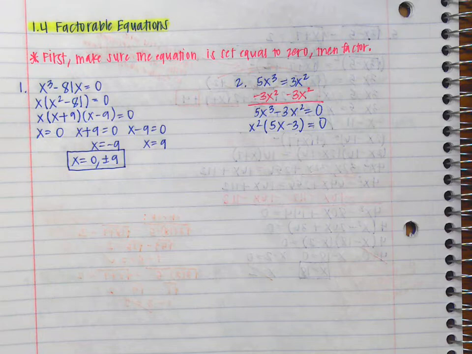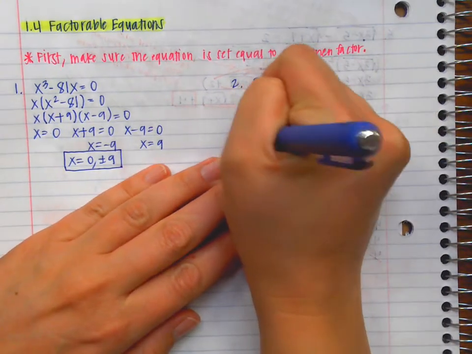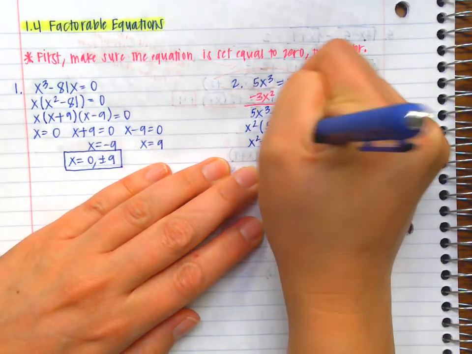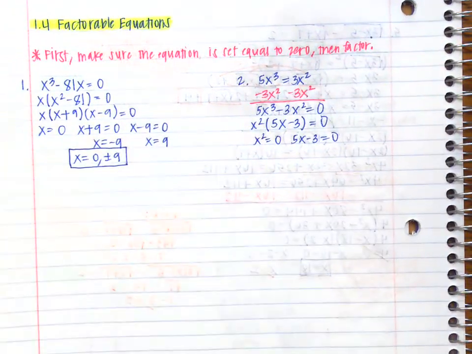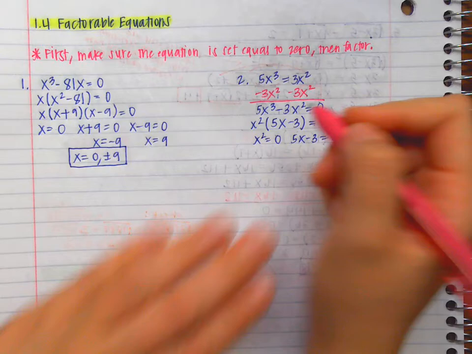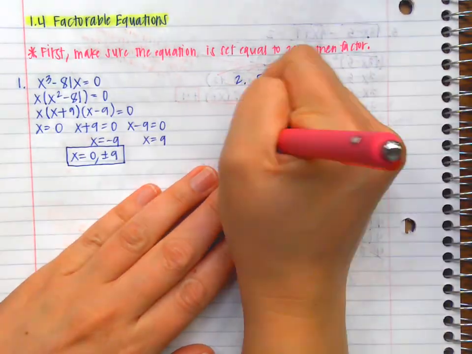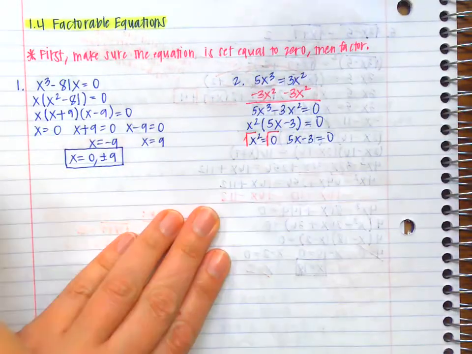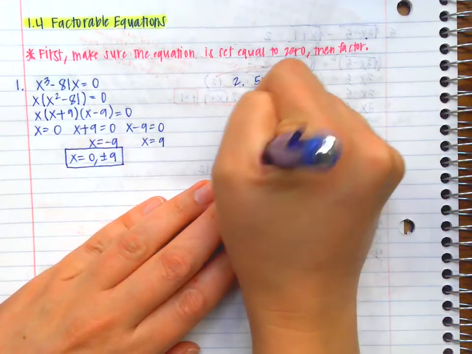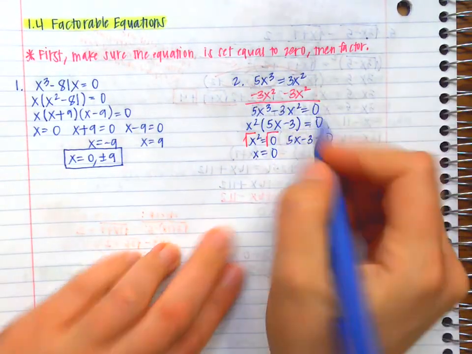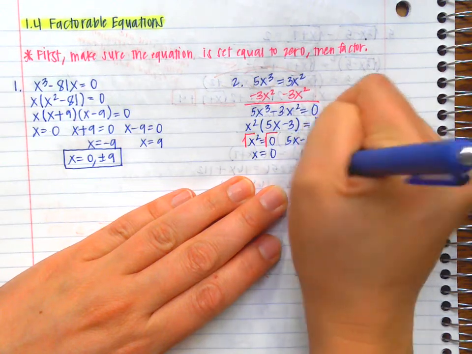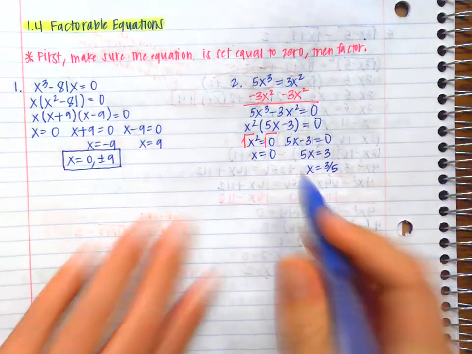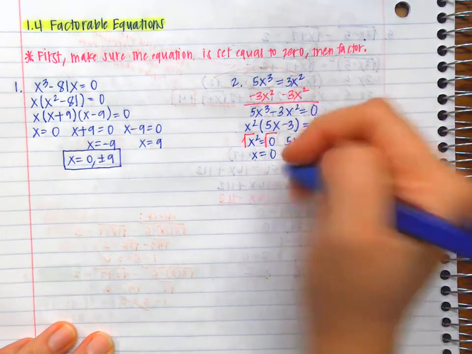So now we can set each factor equal to 0. x squared equals 0, and 5x minus 3 equals 0. And now I can solve for x. I want to solve this one by just square rooting both sides, and the square root of 0 is just 0. And then add 3, divide by 5, and I get my two solutions, 0 and 3/5.